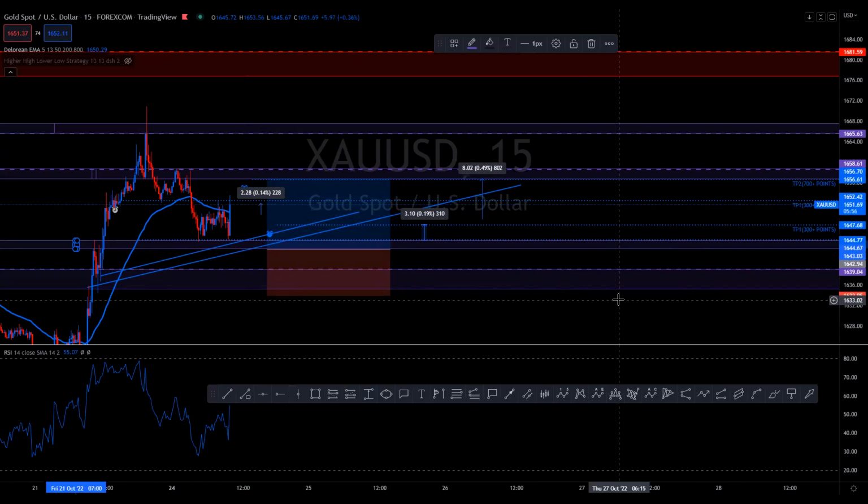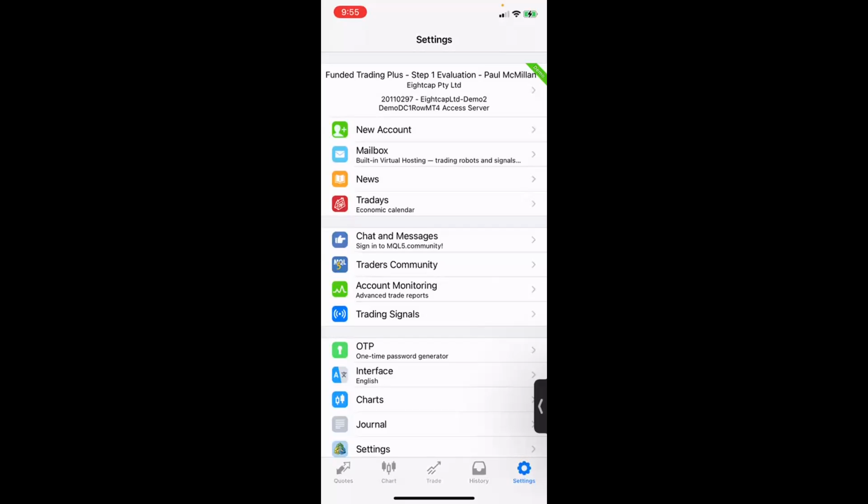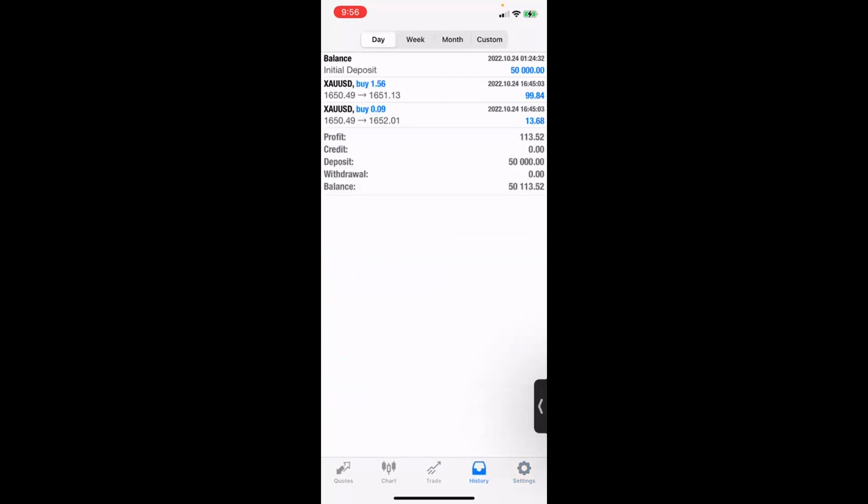All right, so I just got done documenting my results. So I'm going to go ahead and share them with you. Let me share my phone screen. All right, so as you can see, this is my prop trading account with Funded Trading Plus. And on my first partial trade, I made $99, close to 100. And on my second partial trade, $13. So that totaled to $113 profit on that trade. So we did real good on that.